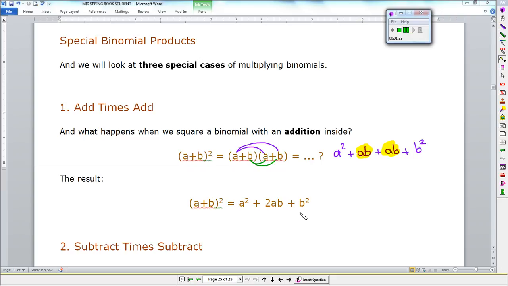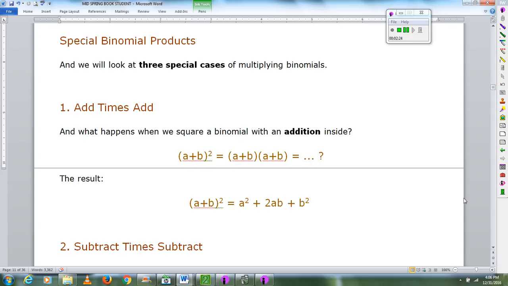So from now on, when you square a binomial with addition inside, this is called a perfect square. You can think of the first term squared, plus 2 times the product of the two terms, plus the last term squared. So that will be case number 1.